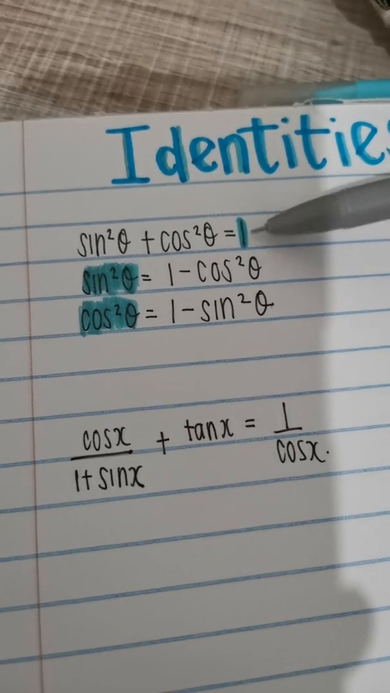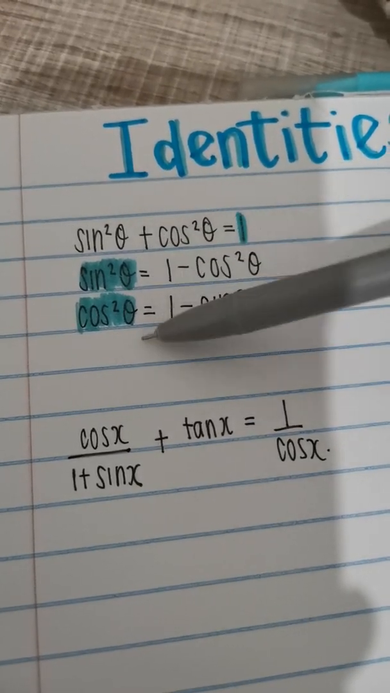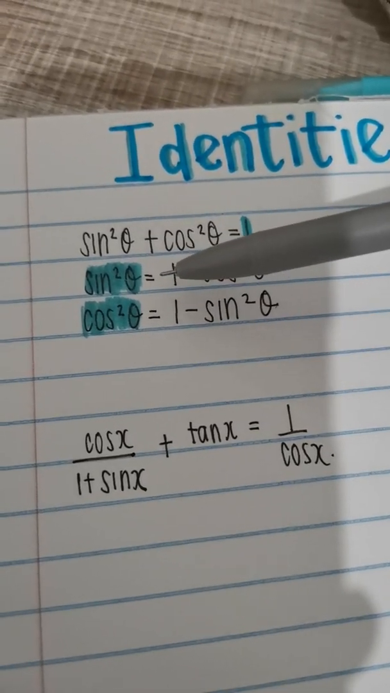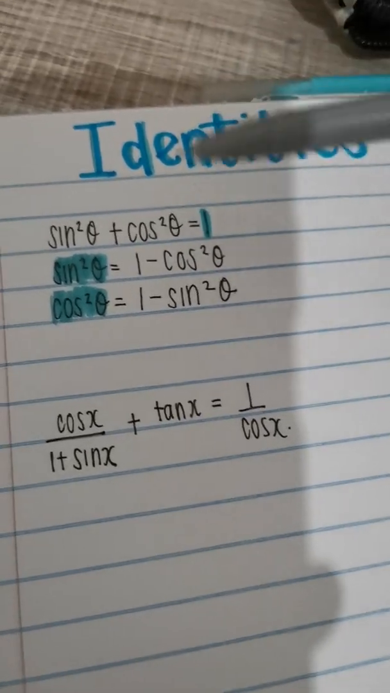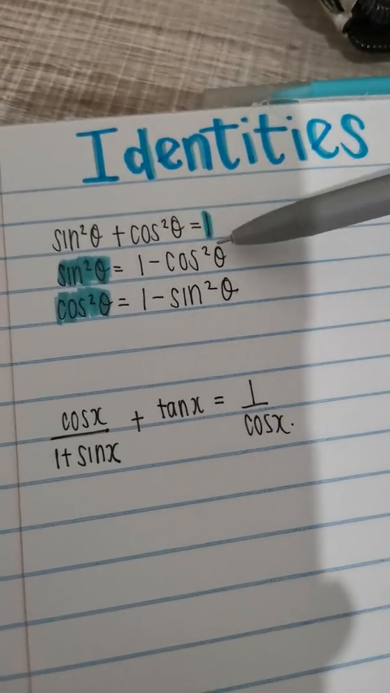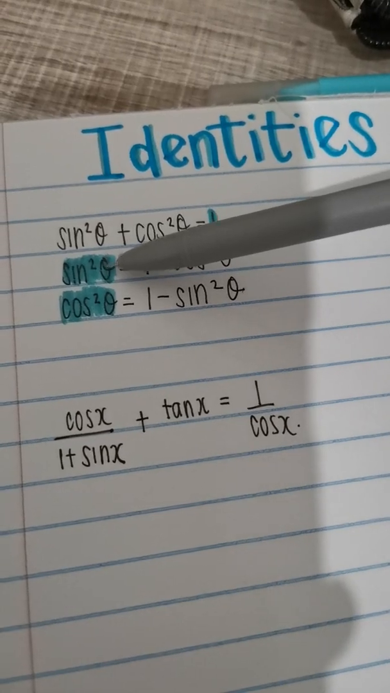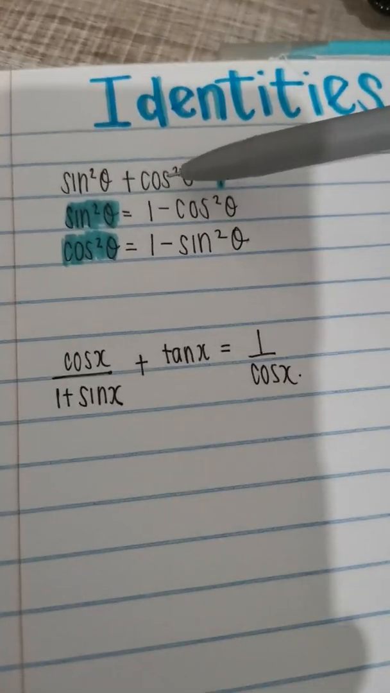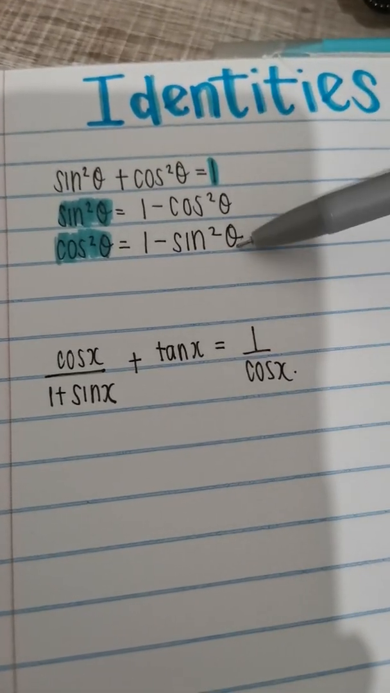I've highlighted the 1, so that's the subject of the formula, and then I've highlighted these two so that I made them the subject of the formula. How did I do that? I just took the cos over here so that I could have sine squared alone, and in this one here where I wanted cos squared alone, I took the sine squared over so that it's like that. And the other identity you need to know is sine theta over cos theta equals tan theta.